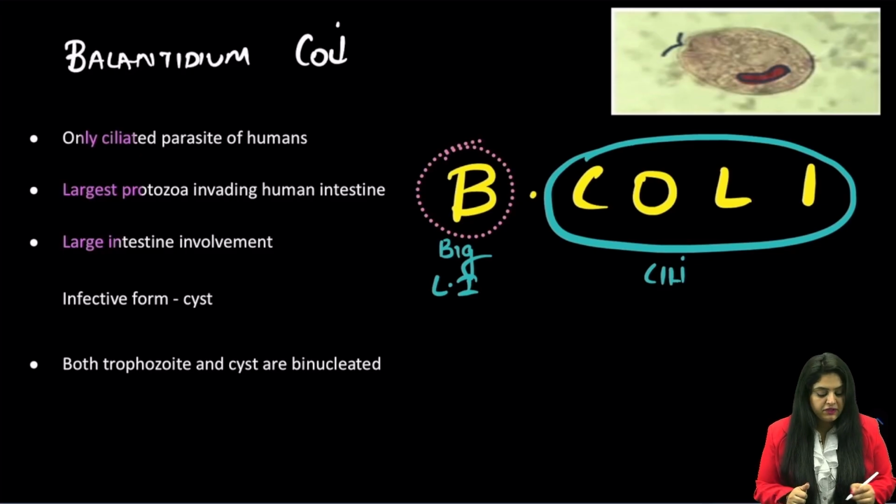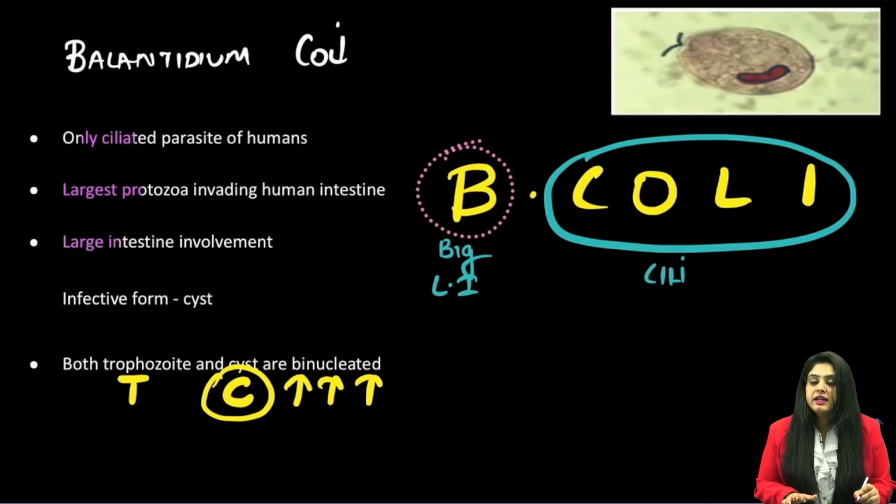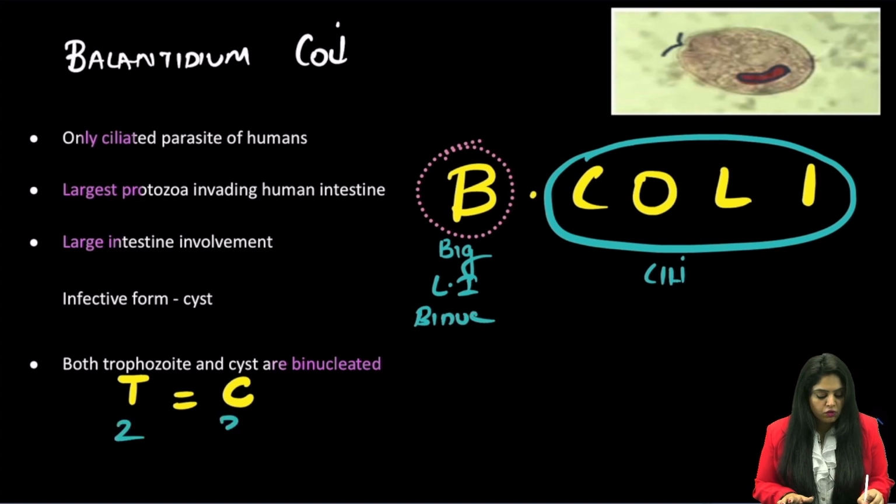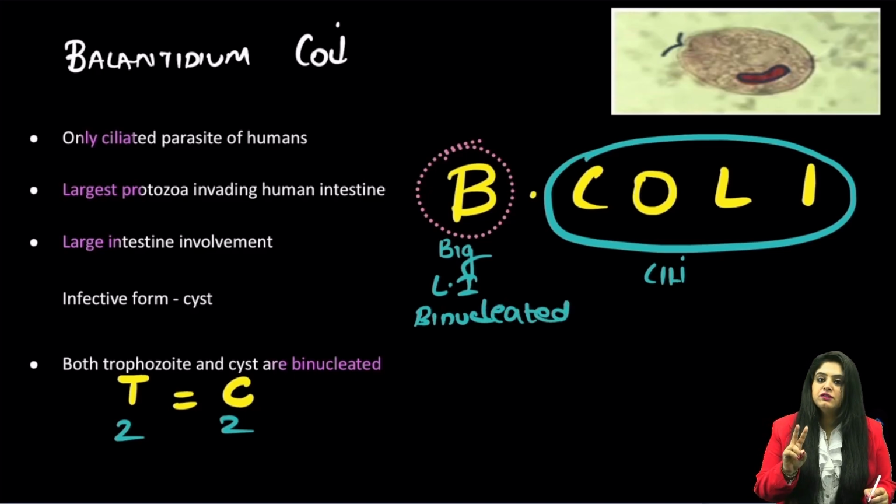And then finally, we are going to know the nuclei. Whether you look at the trophozoite or you look at the cyst, in all other parasites, the cyst will have more number of nuclei. We know that, right? But not over here. Over here, the cyst and the trophozoite have the same number of nuclei, and that is B for binucleated. Whether it is the cyst or the trophozoite, they have 2 nuclei. So whenever I say there are 2 nuclei, common sense, one is going to be very, very big, one is going to be very, very small.